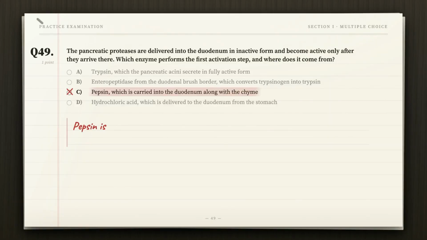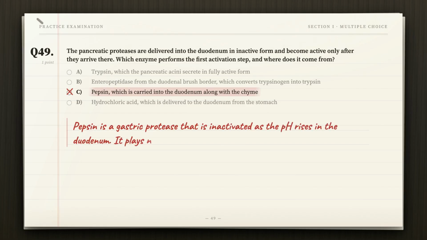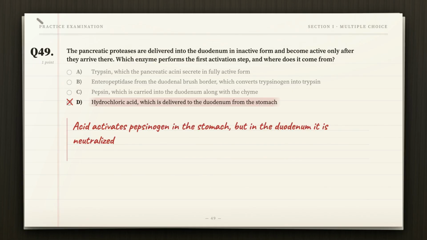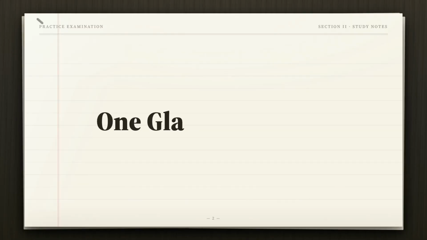C is wrong because pepsin is a gastric protease that is inactivated as the pH rises in the duodenum. It plays no role in activating pancreatic zymogens. D is wrong because acid activates pepsinogen in the stomach, but in the duodenum it is neutralized by bicarbonate and would inactivate the pancreatic enzymes rather than turn them on.